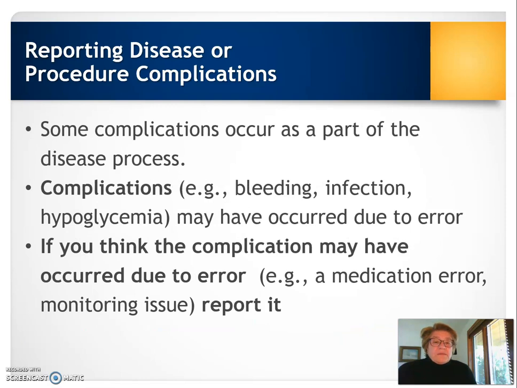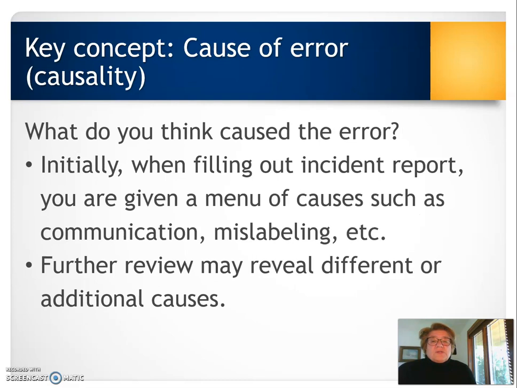Complications can be part of the disease process, or they may have occurred due to error. So, for example, if a patient has a lot of bleeding and dies, it may be worth the hospital's while, or the physician or the nurses, to go back and look at medication doses. If you think something has occurred, the complication due to an error, like a med error or monitoring issue, report it. And again, follow the rules of your institution.